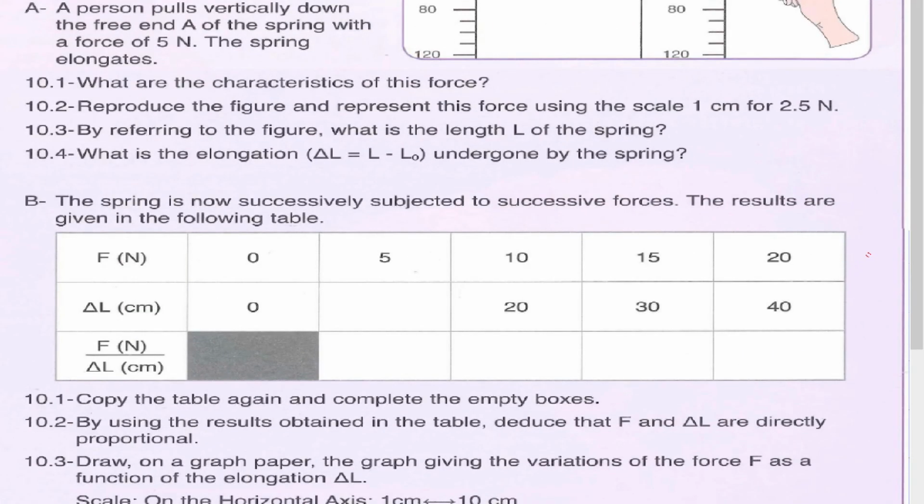So this table consists of 3 rows. In the first column we have the magnitude of the force F in newtons, we have delta L in centimeters, and in the final row we have the ratio between F and delta L, in which F is in newton and delta L in centimeters. Now we can complete the following table. We can complete this box, this box, this box. In order to complete this box, first we need to complete this empty box.